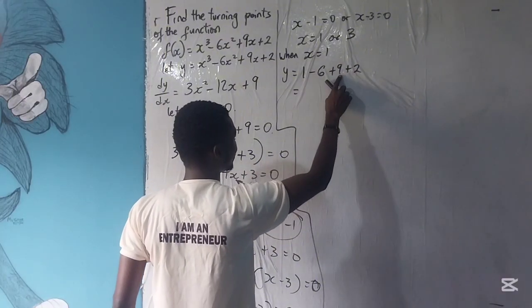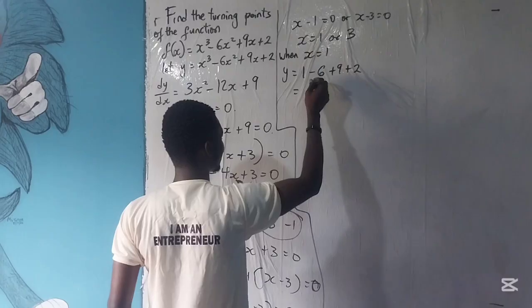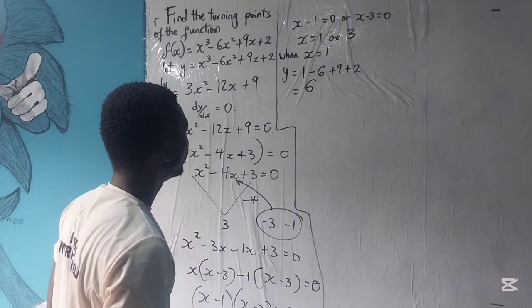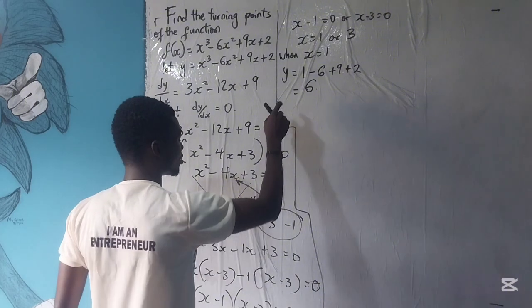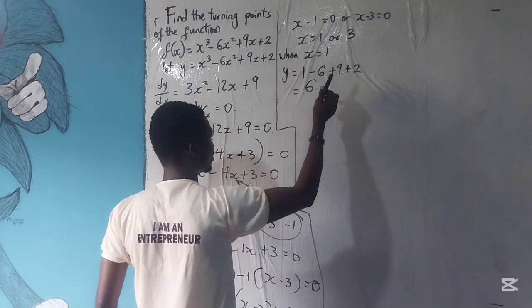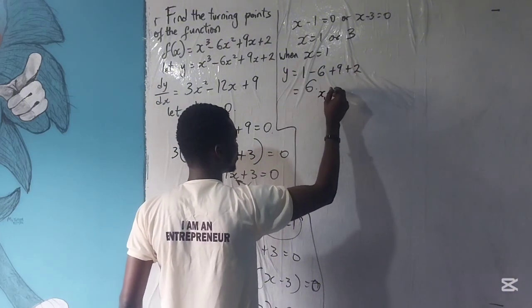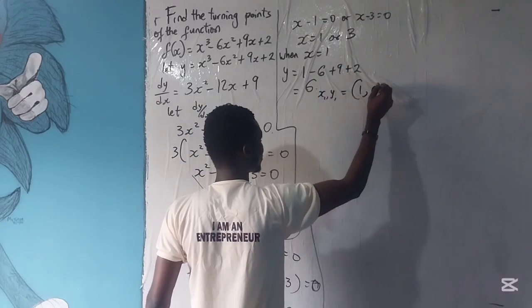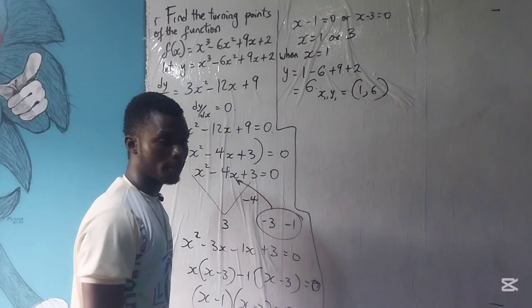So when x is 1, this will give us 10 and 12. 12 minus 6, that's 6. Am I right? Yes. So 12 minus 6, that's 6. So when x is 1, y is 6. That means the first one, x1, y1, will be 1, comma 6. So this is the first point.